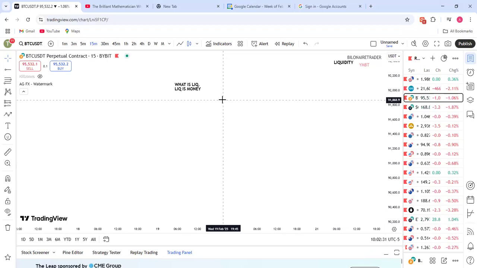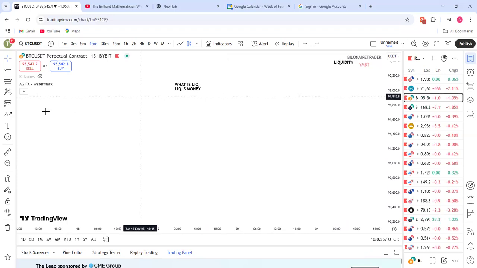There are certain regions in the market where these people are very much active. And those regions in the market where they are very much active are the regions we call liquidity. It means that anytime the market comes to that region, there must be a form of heavy reaction.